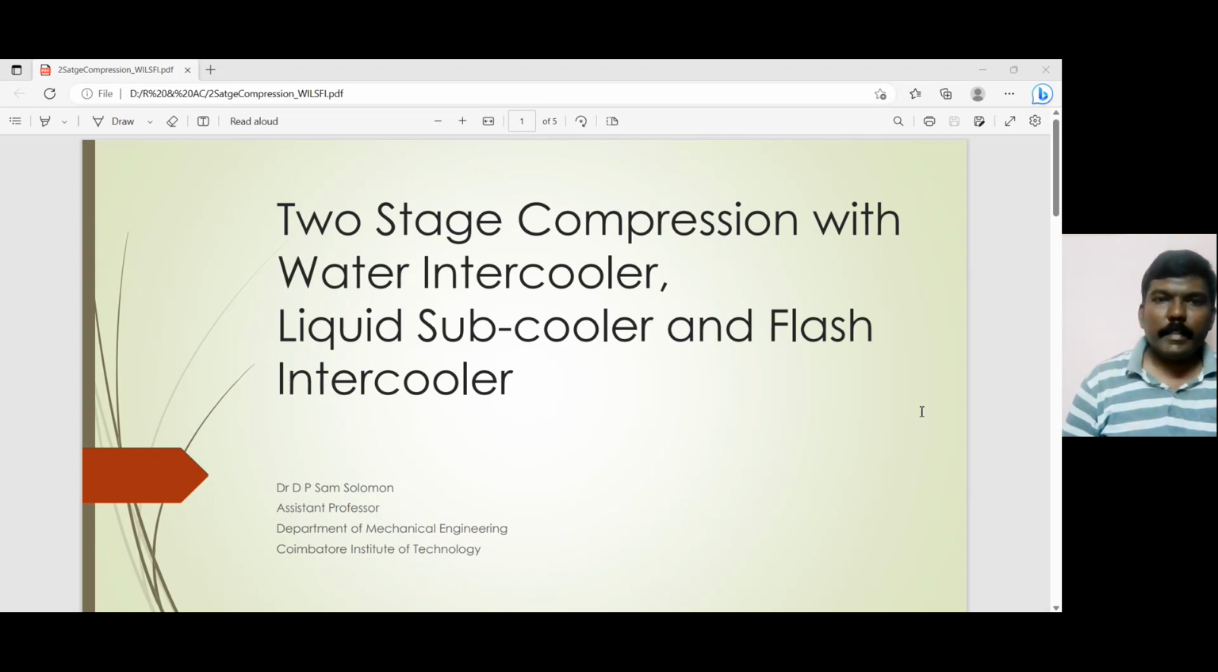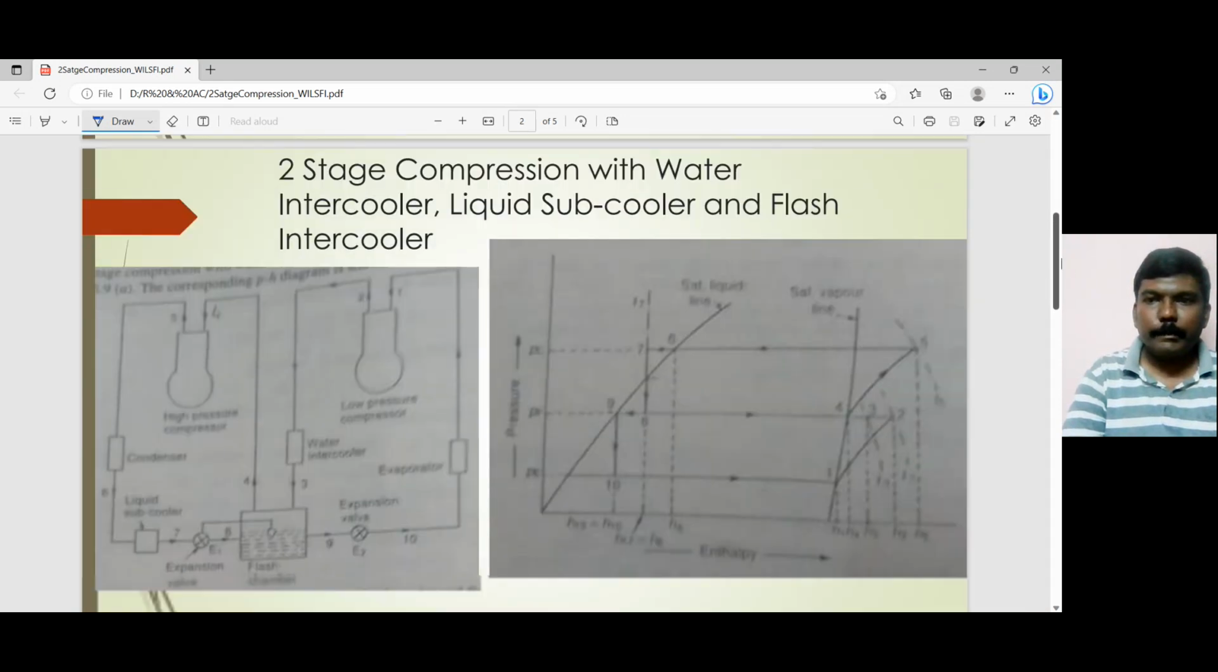Welcome back. In this particular lecture, we will talk about two-stage compression with water intercooler, liquid subcooler, and flash intercooler. Okay, so let's look at the schematic and the corresponding p-h diagram for it.